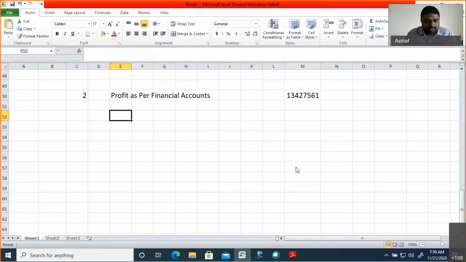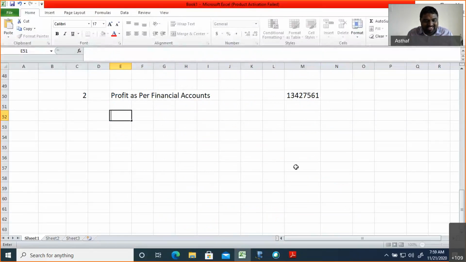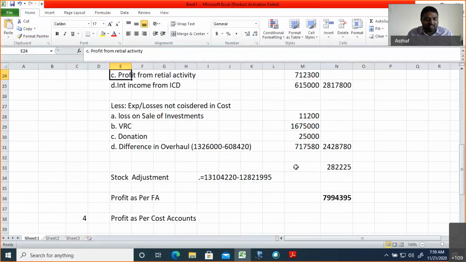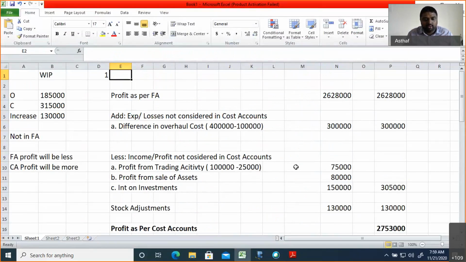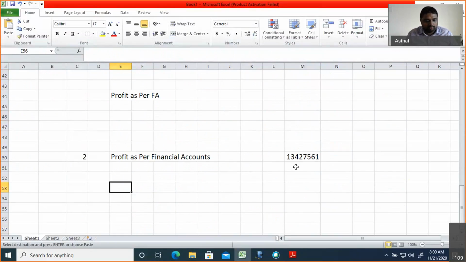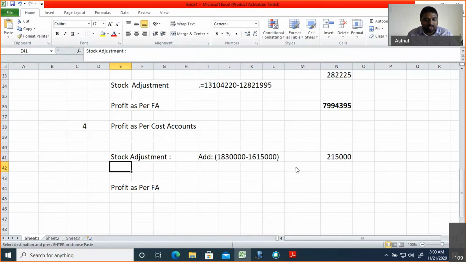What is next? We have to find out the cost profit. We have already done a lot of problems starting with the financial profit. If you are starting with the financial profit, what will come? Add expenses or losses not in cost accounts. The next will come what? Less income or profit not in cost accounts.